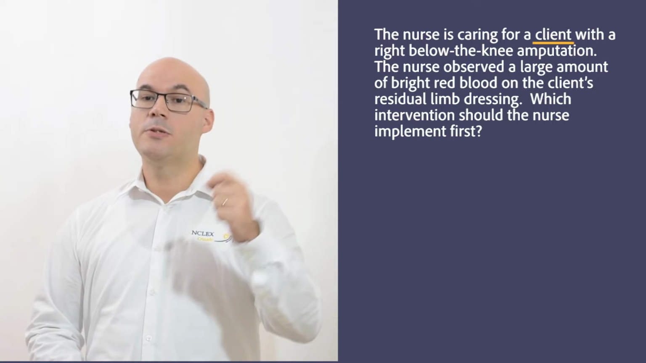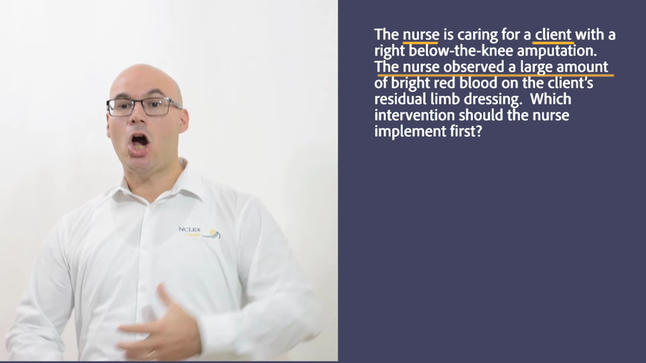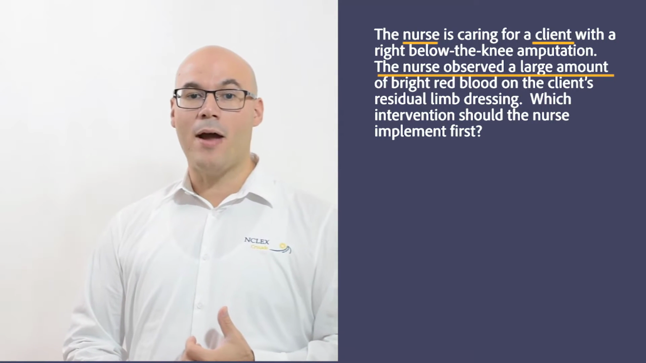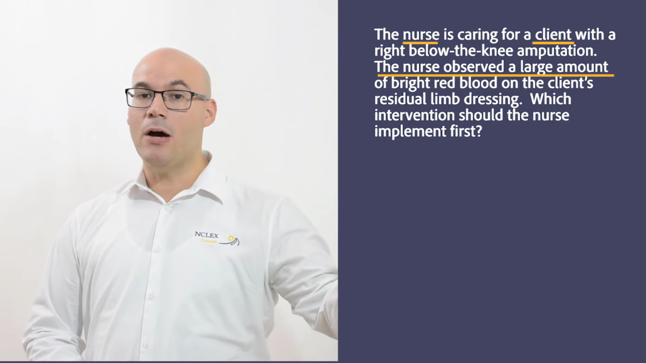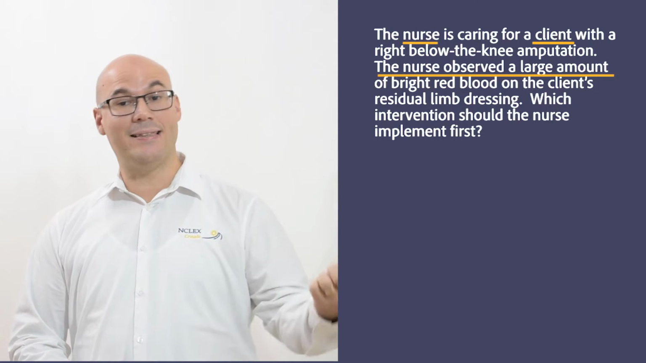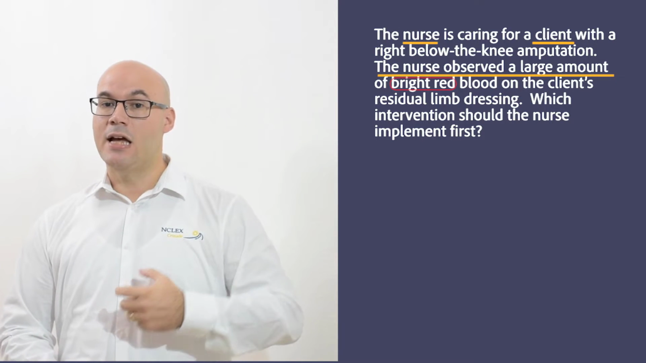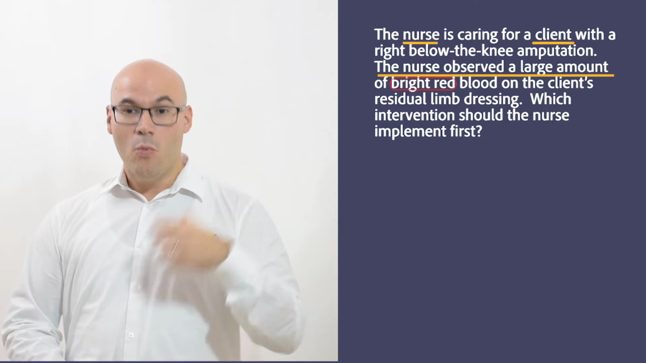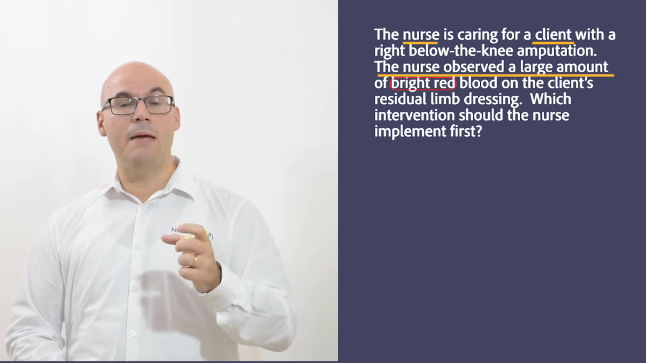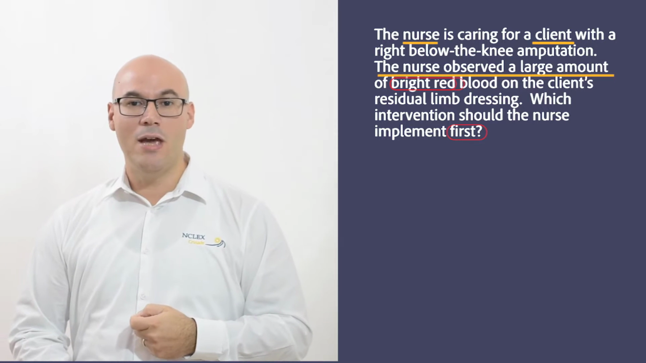The nurse observed, keyword, what did the nurse see? A large amount of bright red blood. These are keywords. Large amount is not the same as scant amount. Bright red is not the same as dark red. And the 5th factor, which intervention should the nurse implement first? This is a priority keyword.